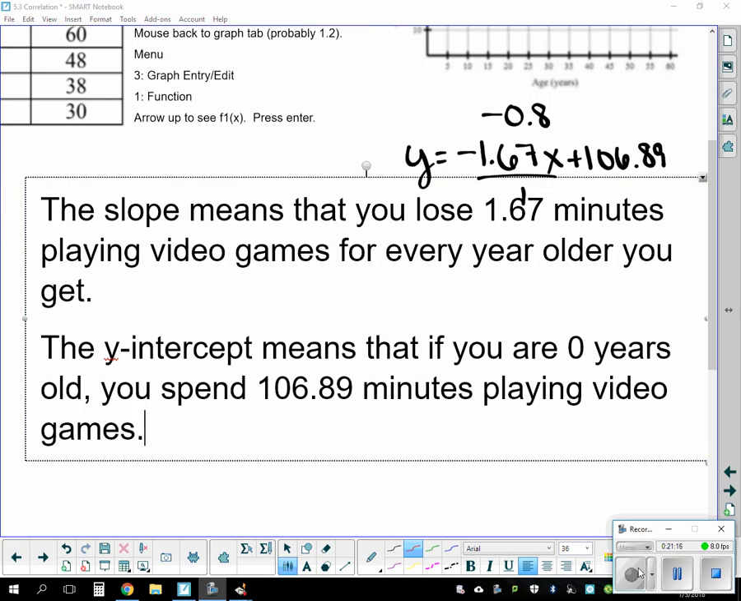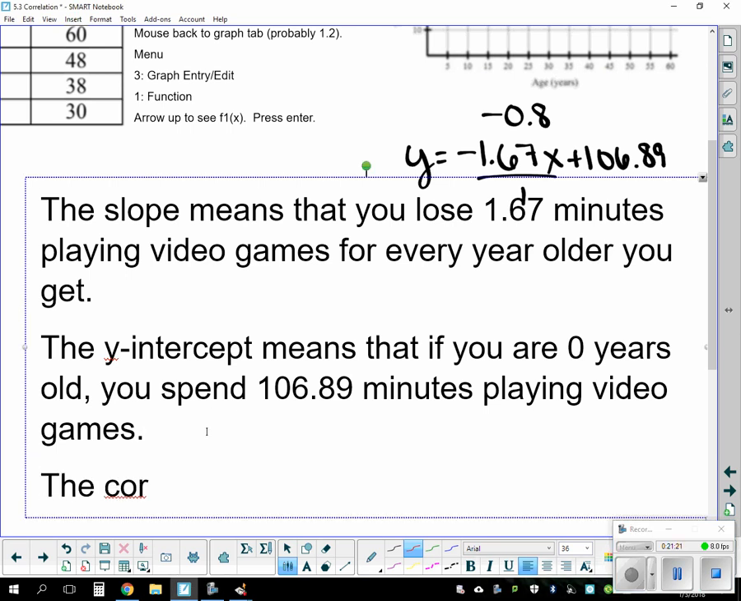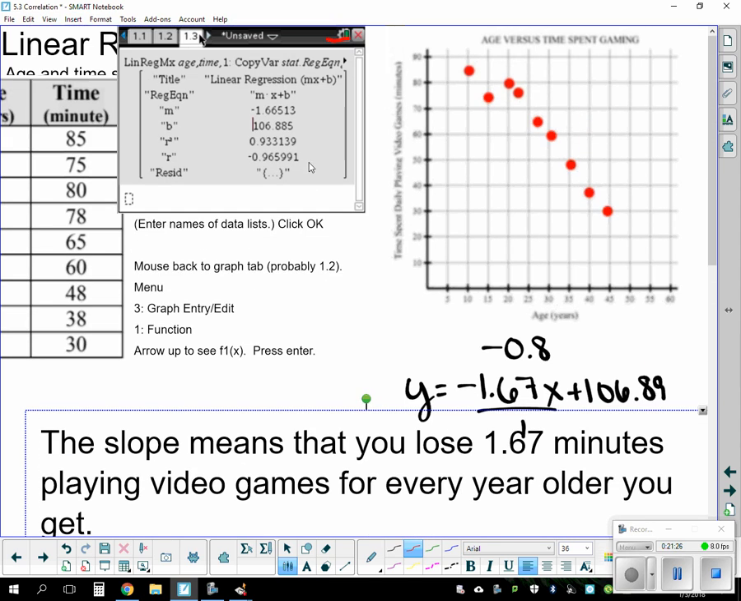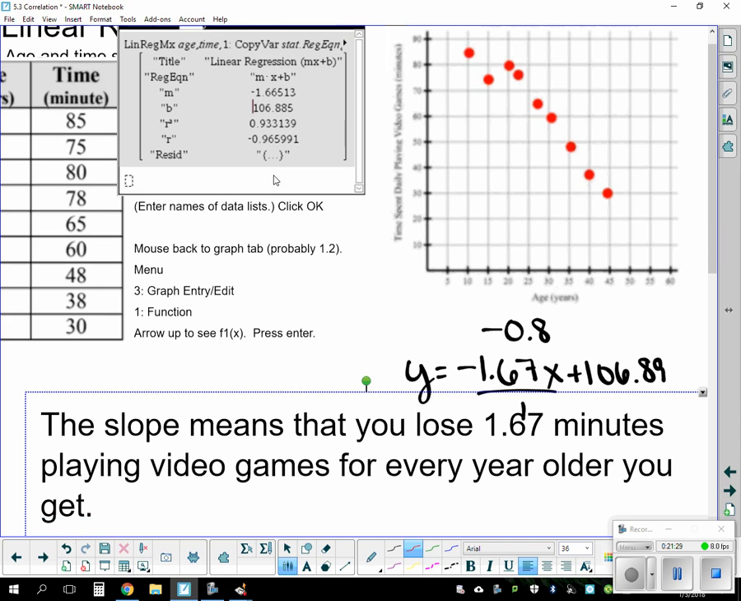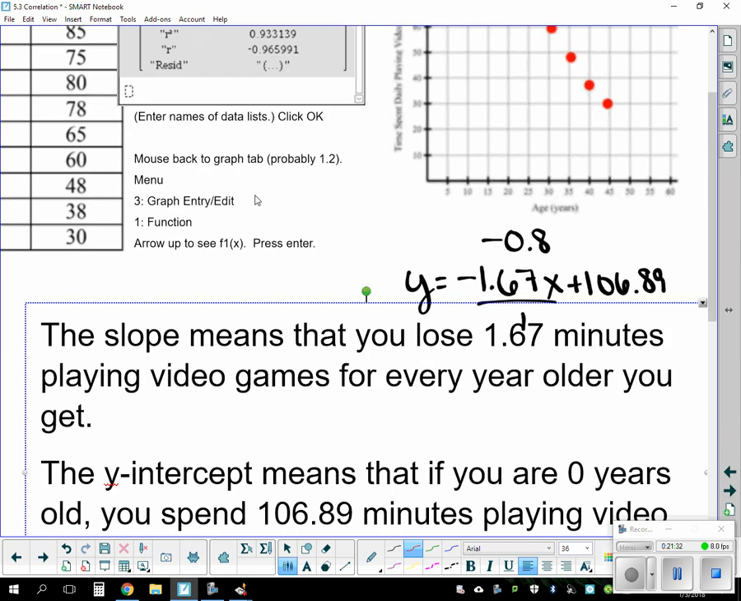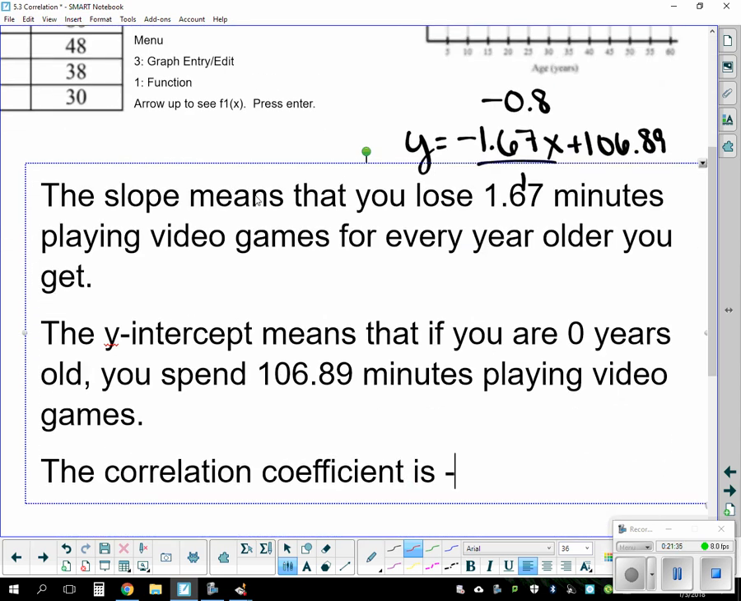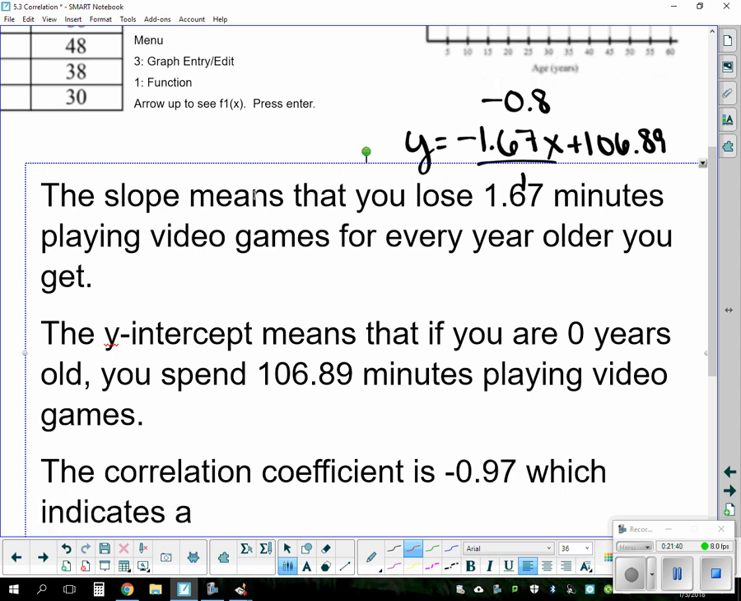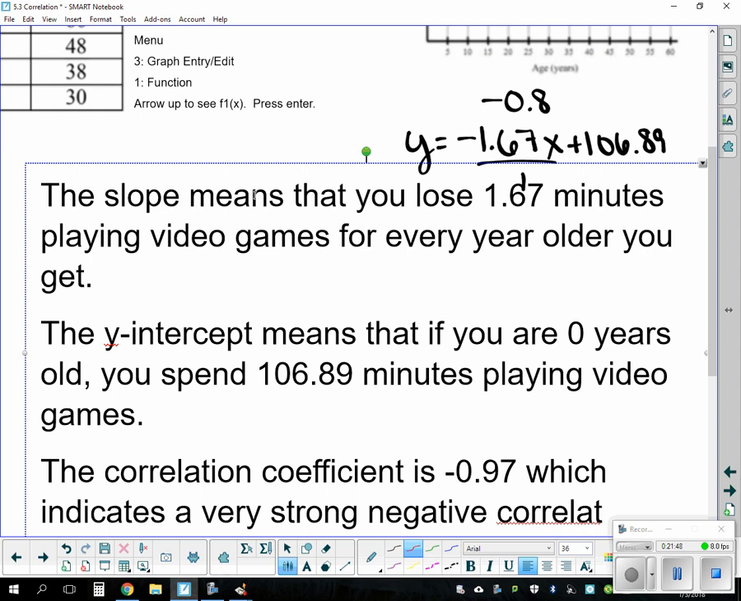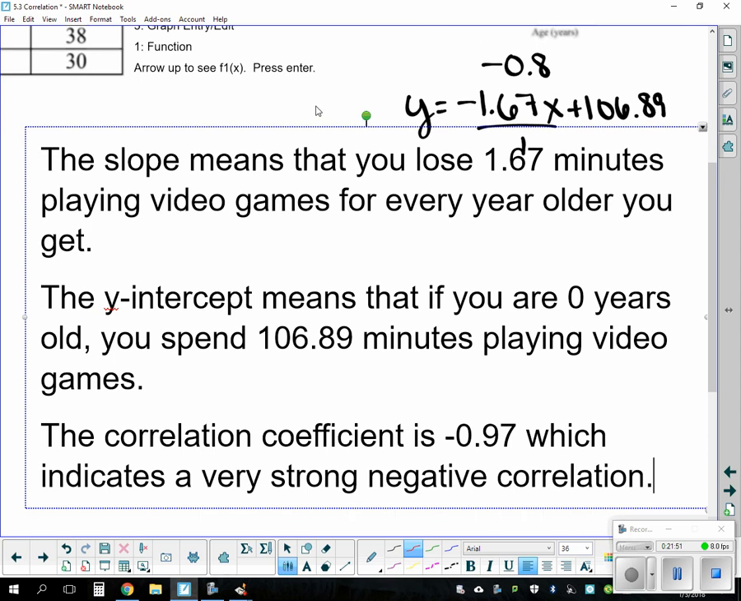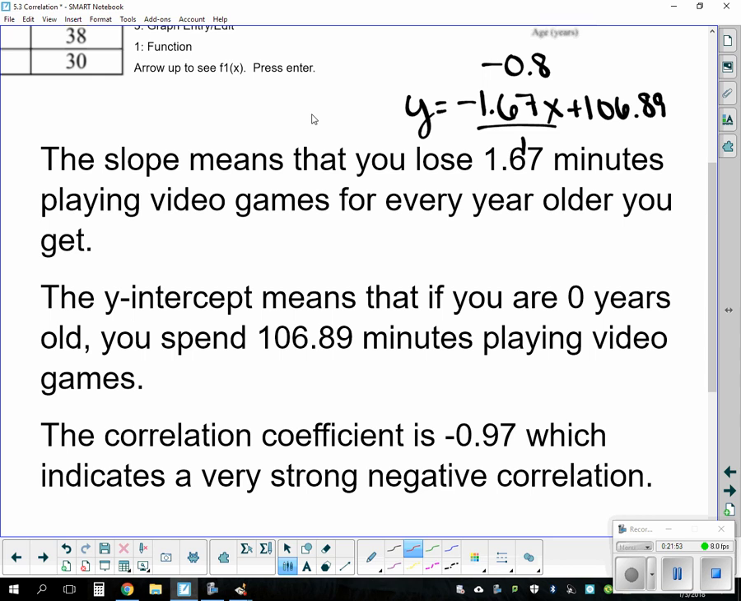And the last question you might be asked is, what is the correlation coefficient and what does that tell you? And we would say here the correlation coefficient, it is just your R value that pops out of the calculator. It was negative 0.97, it would round to right here. Negative 0.97, which indicates a very strong negative correlation. Negative, again, is just indicating that it is a negative slope, versus positive being a positive slope.